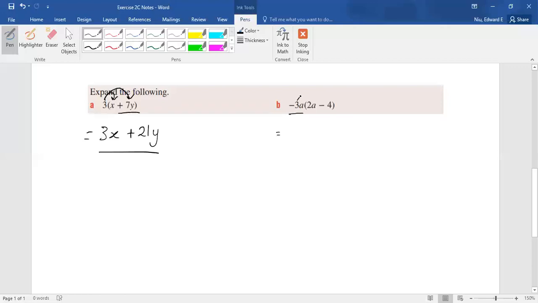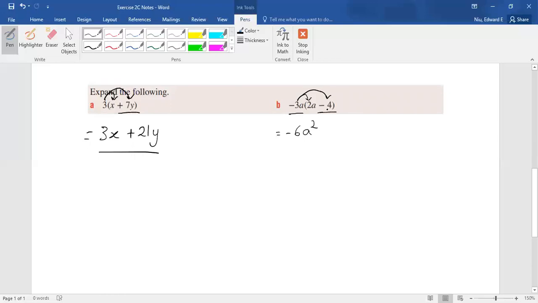So we'll go -3a times 2a. So -3 times 2 gets us -6. Then we go a times a, which gets us a squared using our index laws. The next one, we'll go -3a times -4. Remember to underline and include the symbol.